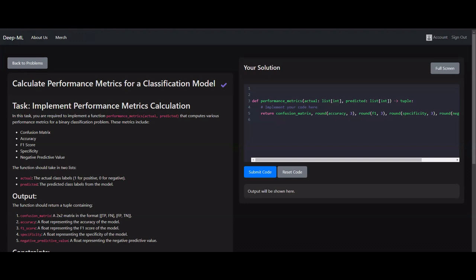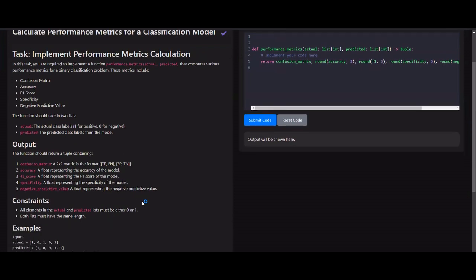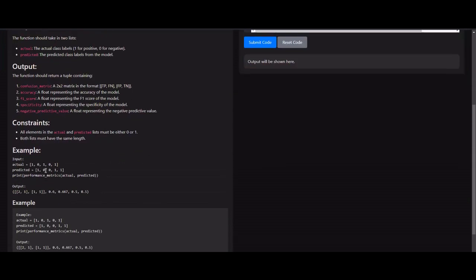So what we have to do here is, given the results of a classification model, which are going to be given in two lists, actual, which is the actual labels for all of the observations that were inputted to the model, and predicted, which is the predicted class labels from the model, we have to compute the confusion matrix, accuracy, F1 score, specificity, and negative predictive value. And the rest of the constraints are something that I'm going to talk about as I make the code. This is just how the input is formatted and how you have to format the output. So for example, here you're getting these lists, and this is what the output should look like.